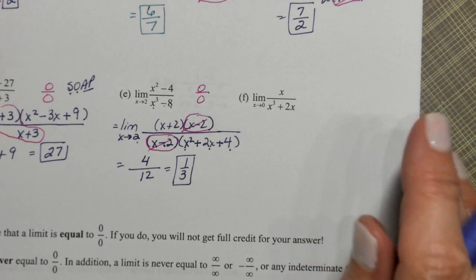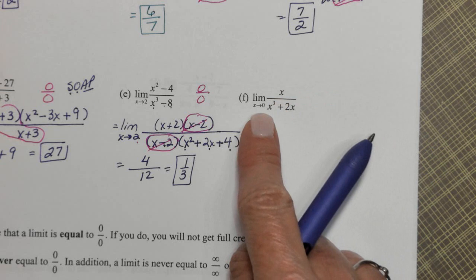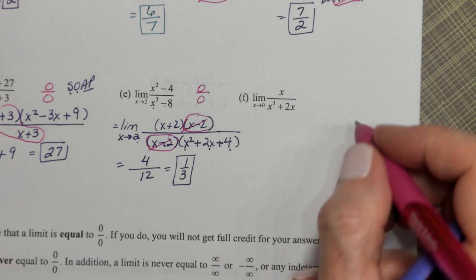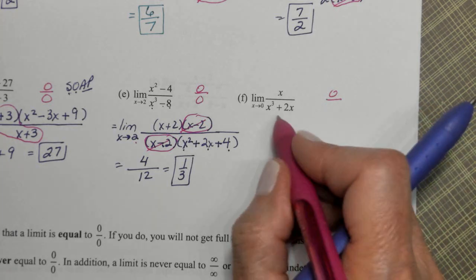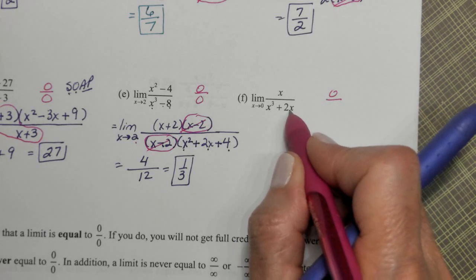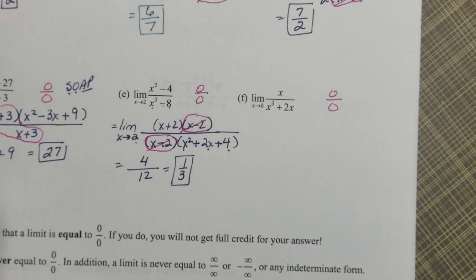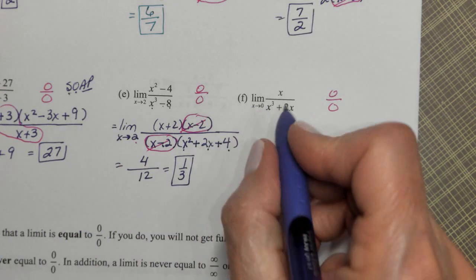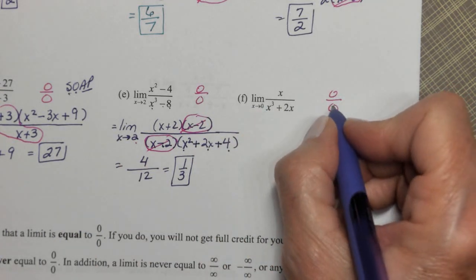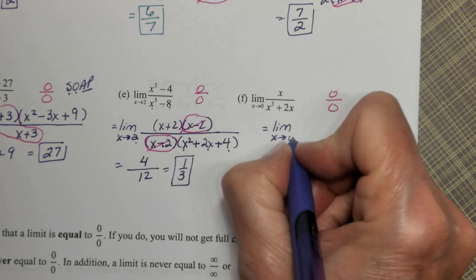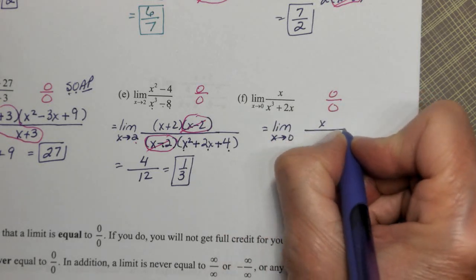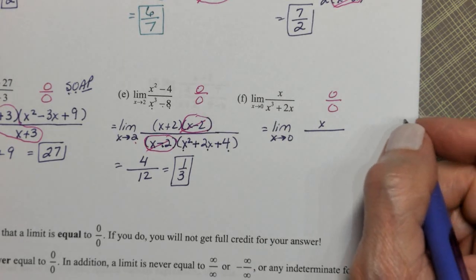Okay, one more. X is going to 0 here. X is going to 0. On top we just have an x, so that's 0. And then on the bottom we're going to have 0 plus 0, that's 0. Lots of zeros going on. So that means we have a hole. Let's go find it. On top we just have an x. Can't do anything with x.